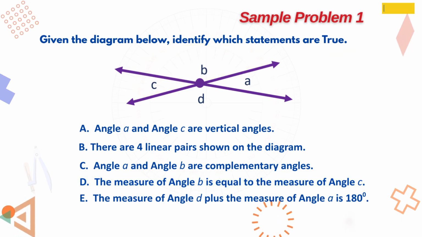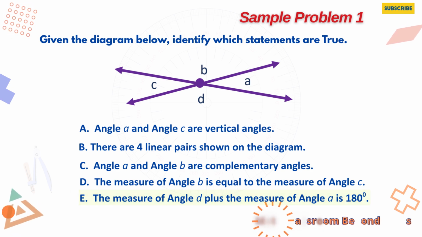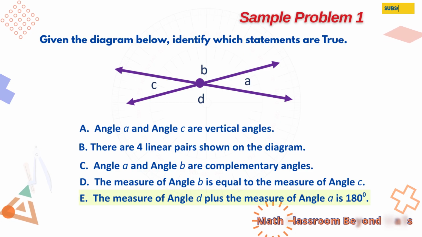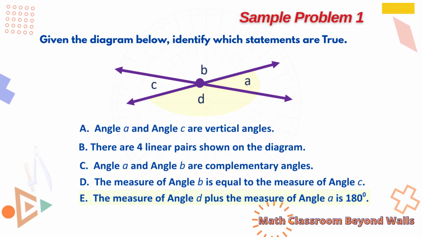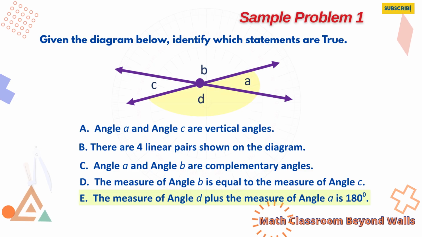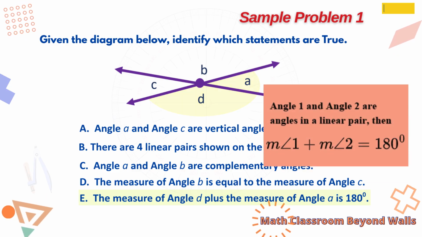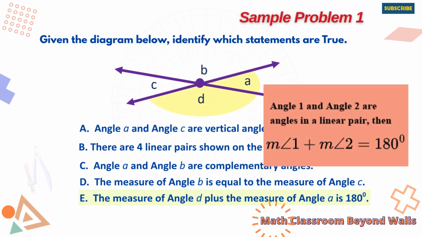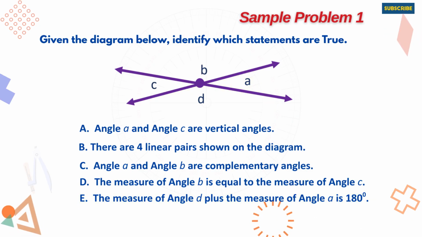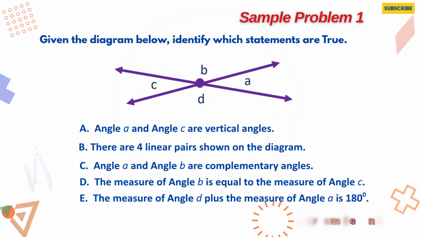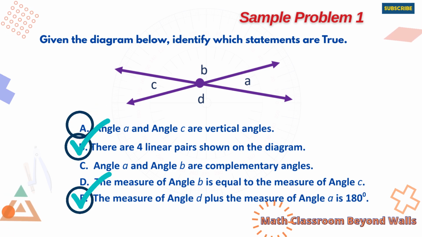Okay, we move on to option E. It states that the measure of angle D plus the measure of angle A is 180 degrees. Let us first look at the diagram and locate these two angles. Now, what type of angle pair is this? Okay, so this is a linear pair. What do we know about their measure? The sum of their measure is 180 degrees, so the statement is true. There you are, learners. So what are our answers again? Okay, so our answers are option A, option B, and option E. That was easy.